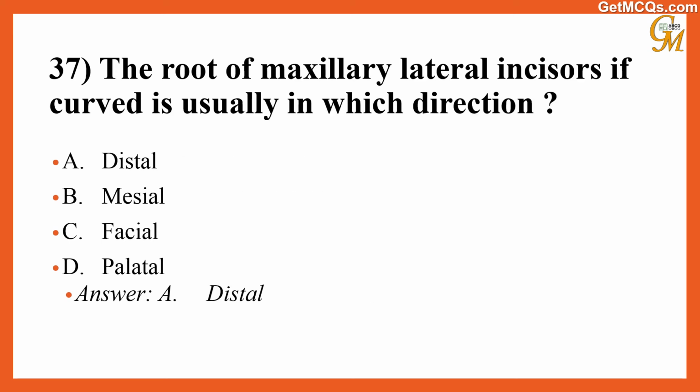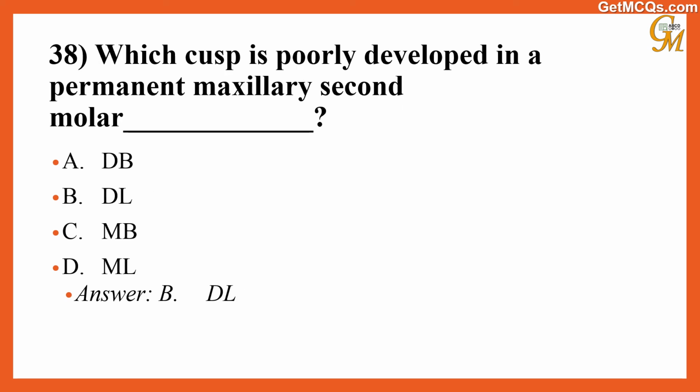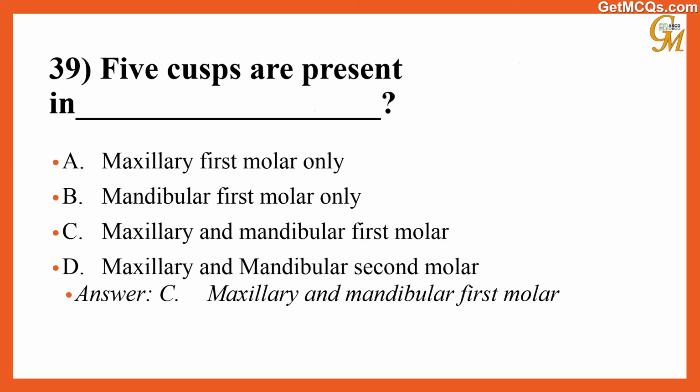37. The root of maxillary lateral incisors if curved is usually in which direction? Answer: A. Distal. 38. Which cusp is poorly developed in a permanent maxillary second molar? Answer: B. DL. 39. 5 cusps are present in? Answer: C. Maxillary and mandibular first molar.